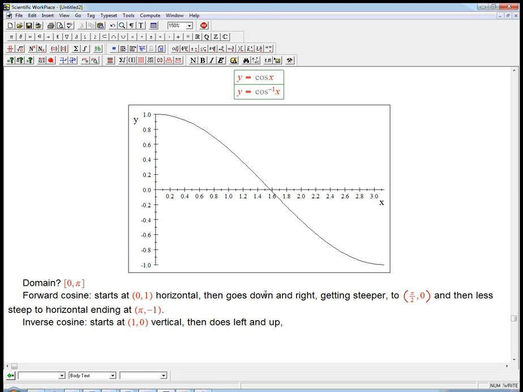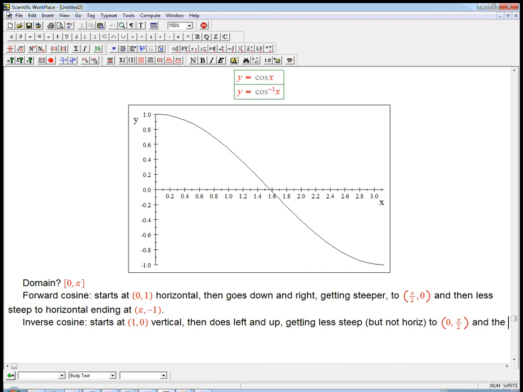Down means y getting smaller, and that flips to x getting smaller. That's left. Right means x getting bigger. Now that turns into y getting bigger. Left and up. So we're going to graph this going left and up from (1, 0). That's going to be interesting. And then getting less steep, but note not horizontal, to (0, pi over 2).